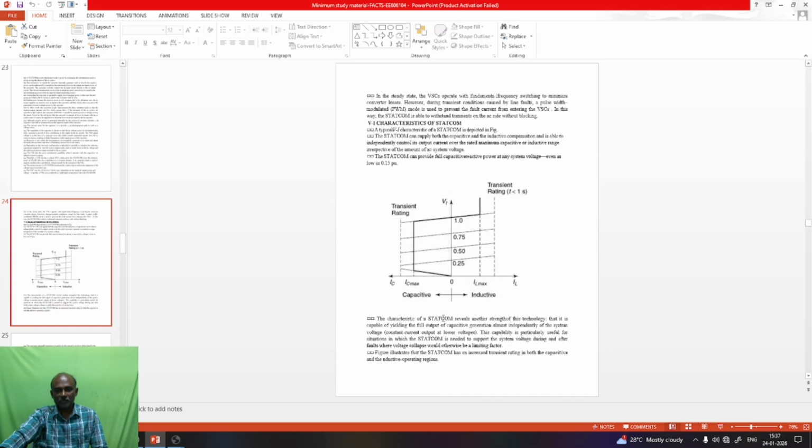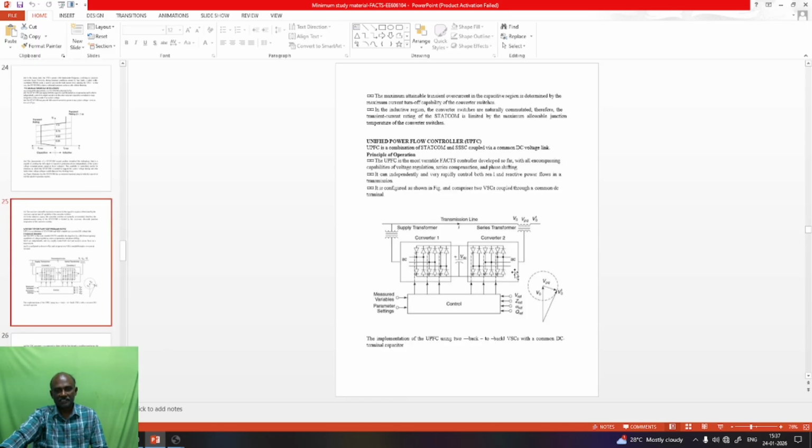The operating modes. It is also operated in capacitive or inductive modes for various firing angles. Next one, unified power flow controllers. The unified power flow controller is also for controlling both real as well as reactive power.